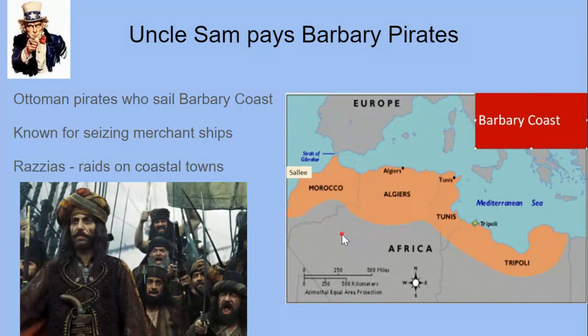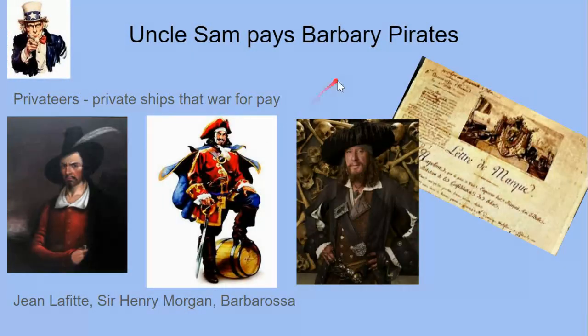There's also the slave trade, of course, going into Africa. These Barbary pirates are attacking any ships. They don't care who it is. They can steal the cargo and take it home for their own. So Uncle Sam starts paying them off so that he can avoid having his ships attacked.